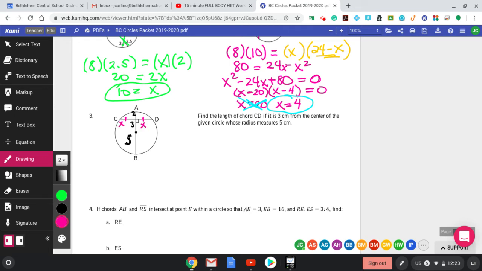And now I have, even though it's a diameter, it's still a chord. I have two chords that intersect. So let's first do CD. What are the two parts of CD?